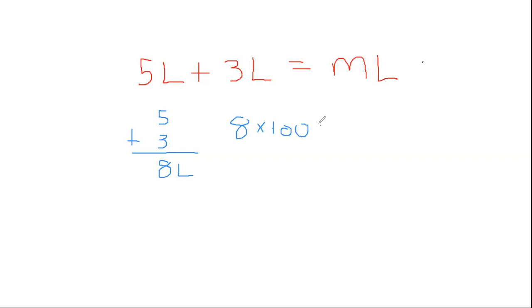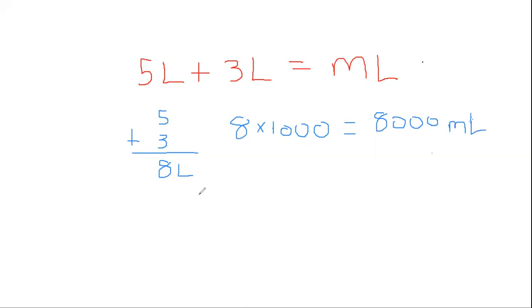8 multiplied by 1,000 equals 8,000. 8,000 milliliters, right? Milliliters. Okay, this is one way.